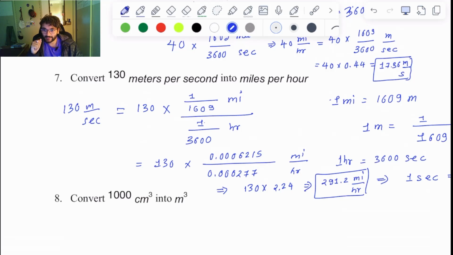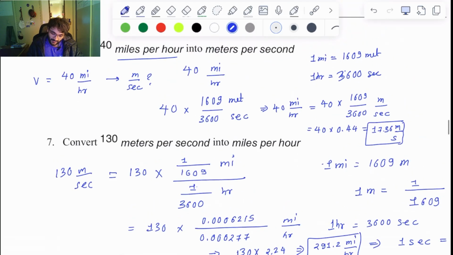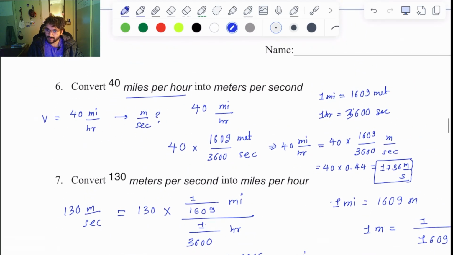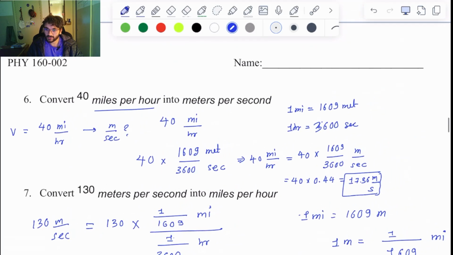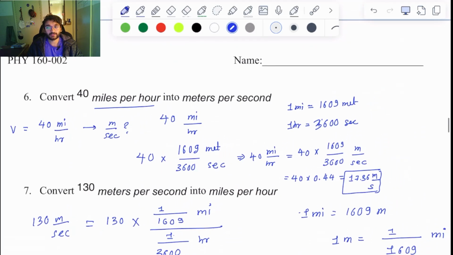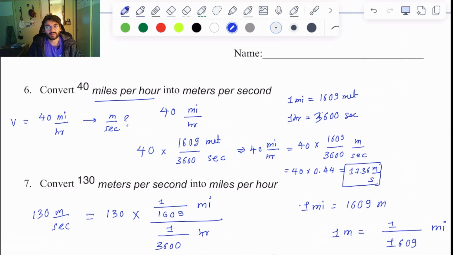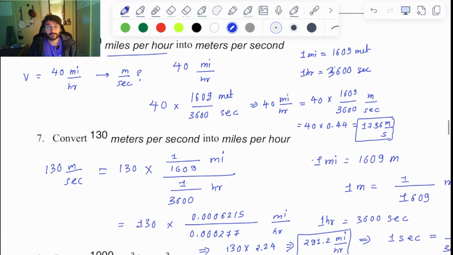130 meters per second is 291.2 miles per hour, which kind of makes sense because when it was 40 miles per hour, it was about 17.36 meters per second. So if it is 130 meters per second, it can be about 291 miles per hour. So I think we are good there.